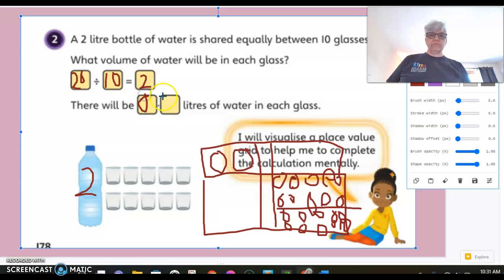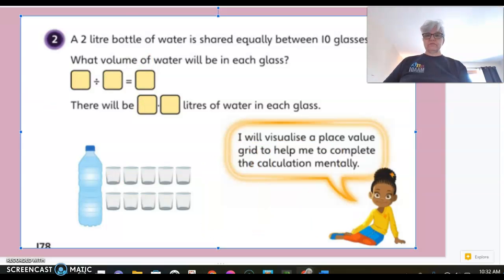So there will be 0.2 liters in each glass. 0.2 in each glass. And if I add 0.2, 0.2, 0.2, 0.2, 10 times, I'm going to get 20, or 2 liters total. Once again, questions, go ahead and stop the video and ask your questions.